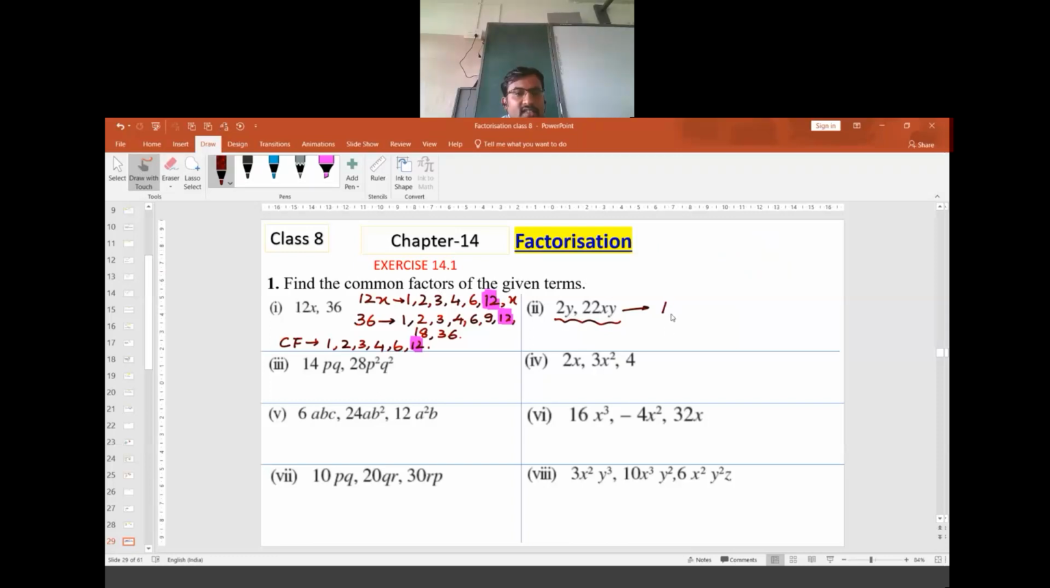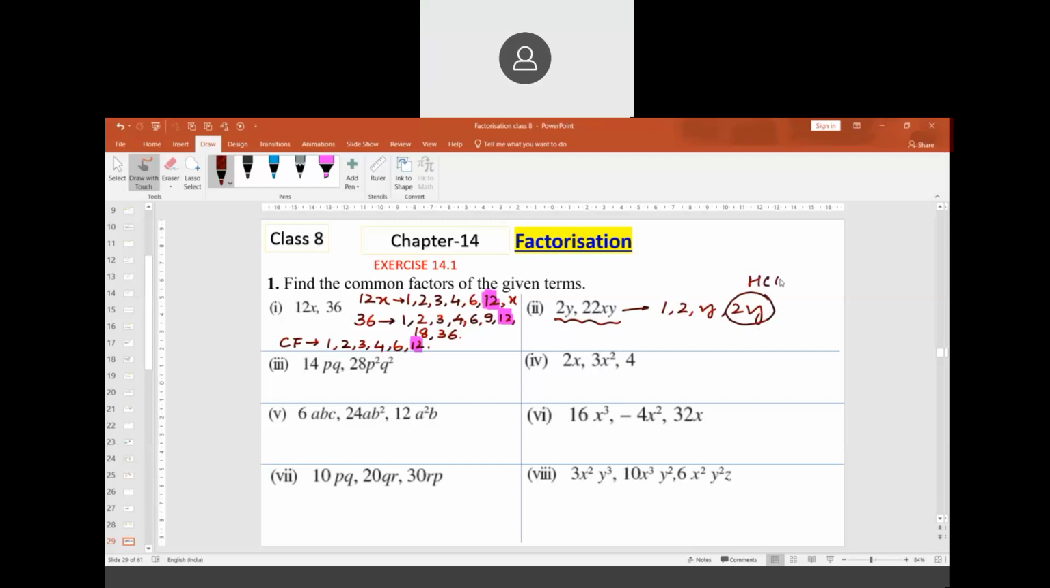What will be the highest common factor? 2 or 2y? 2y, because it has this variable. When you consider this complete thing as a question, 2y is the highest common factor. If you are considering only the numbers 2 and 22, 2 is the highest common factor. Clear?